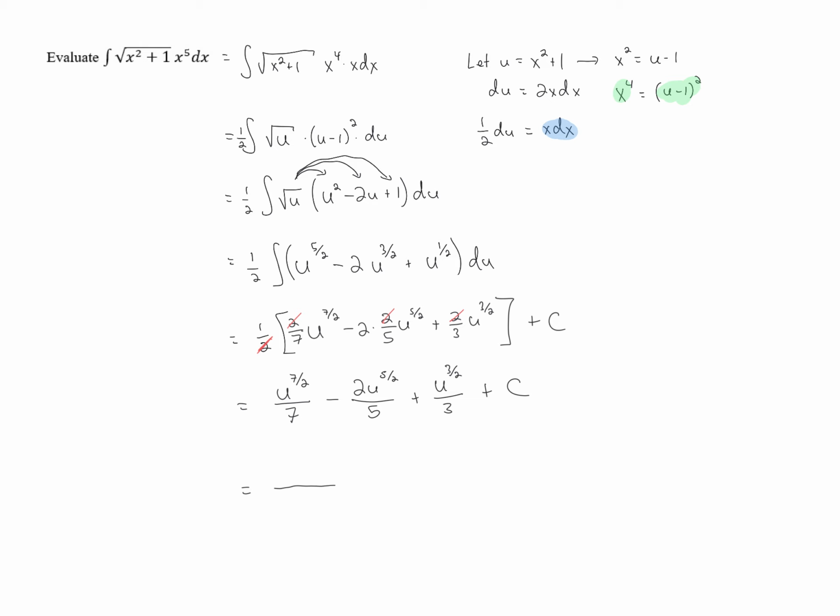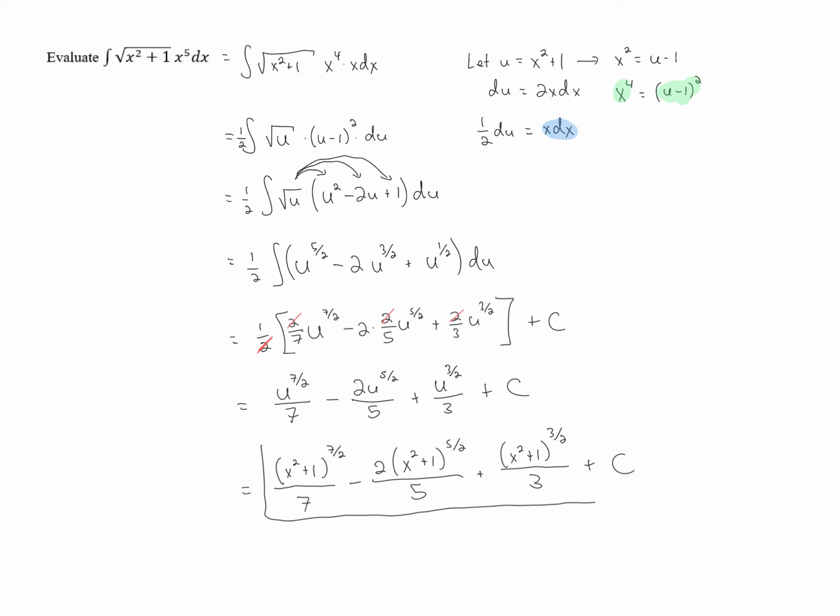And so this first one is going to be x squared plus 1 to the 7/2 all over 7 minus 2 times x squared plus 1 to the 5/2 all over 5, and then plus x squared plus 1 to the 3/2 all over 3, plus our constant of integration, and that is our answer.